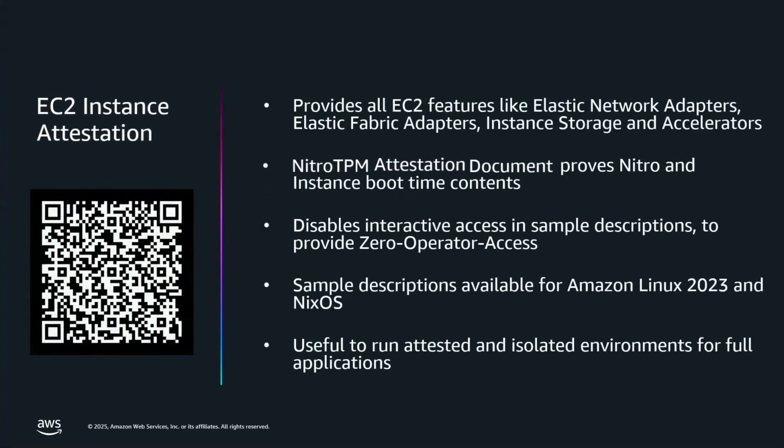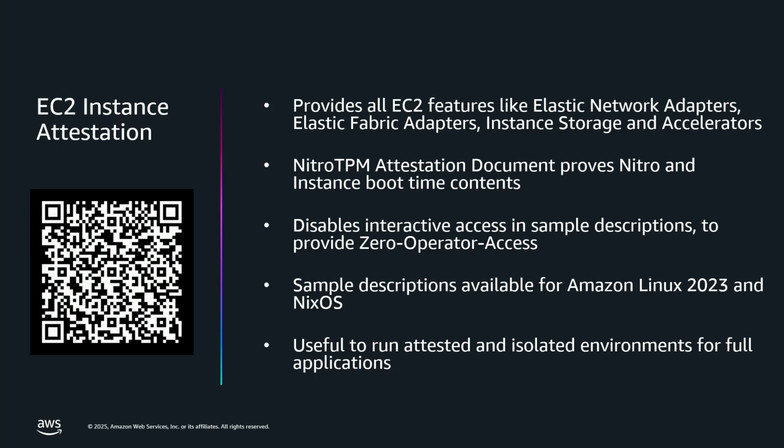All right, so recapping EC2 instance attestation. The super amazing thing about EC2 instance attestation is that you get all of these properties with all of the features and capabilities of an EC2 instance. You can use Elastic Network Adapters. You can use Elastic Fabric Adapters. You can use instance storage. You can use accelerators like your Trainium, anything you want. All of the features that you're used to and love in EC2 just work.